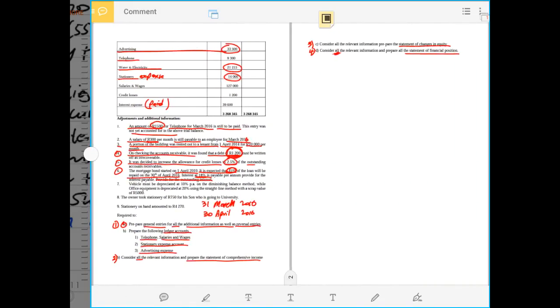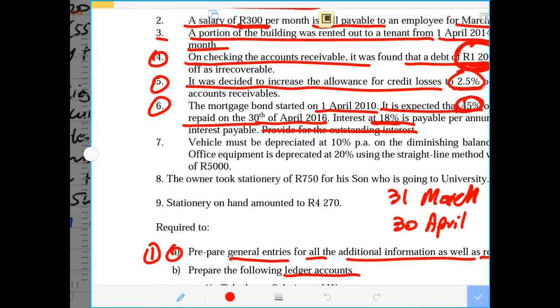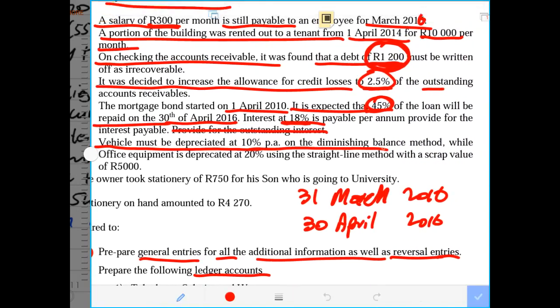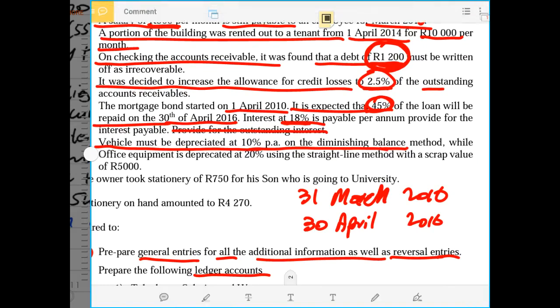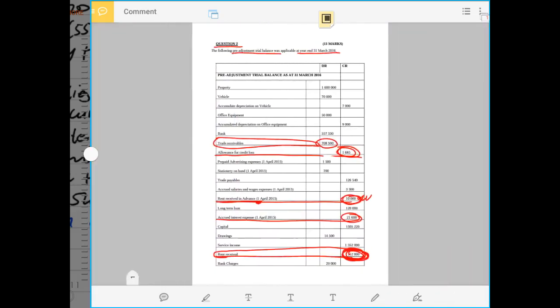That adjustment is adjustment number 7. We still have 2 left. Adjustment number 7 says that vehicles must be depreciated at 10% per annum on the diminishing balance method. Let us first do the vehicles. Vehicles are depreciated at 10% on the diminishing balance method.